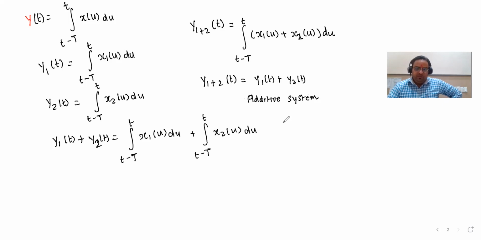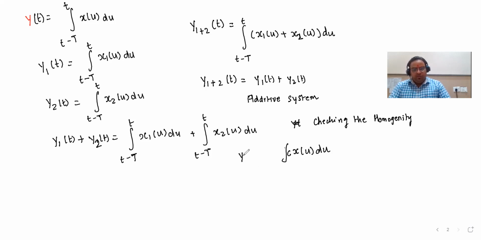For checking the homogeneity of the system, suppose I multiply the input with a constant, let us say that constant is C. So we get the system output that is obtained.